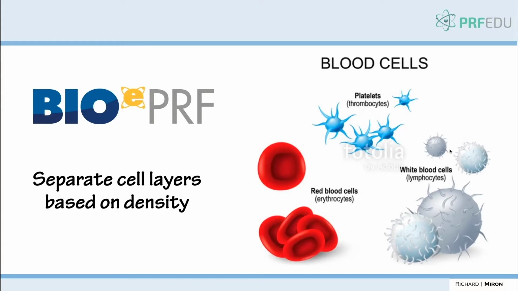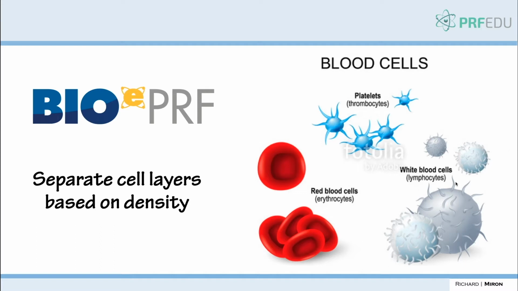So always remember that when we are using a centrifuge, the whole purpose of using a centrifuge is to separate layers based on their density. So light cells, such as platelets, are going to go to the top. Heavy cells, such as red blood cells, are going to go more towards the bottom. And the white blood cells are somewhere in the middle.